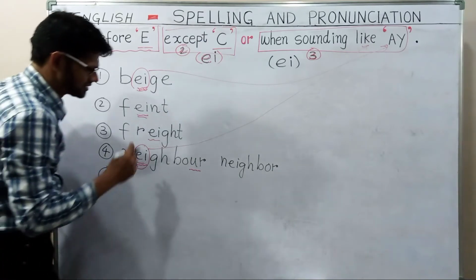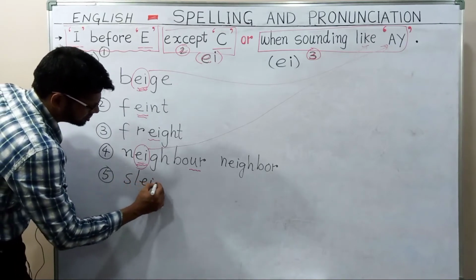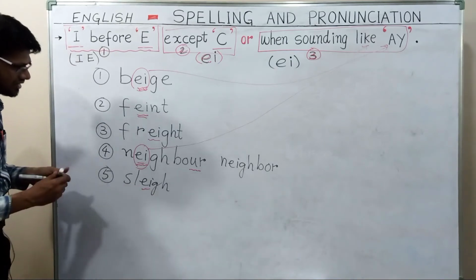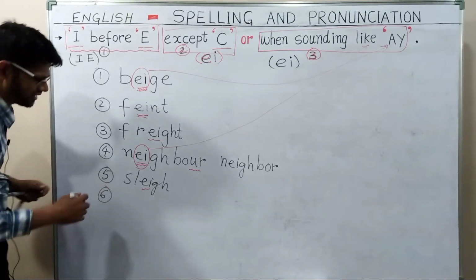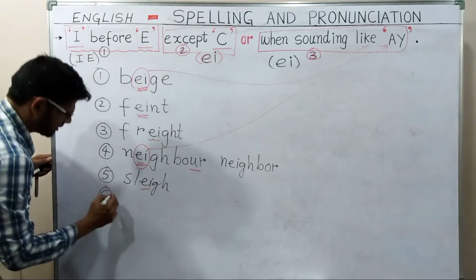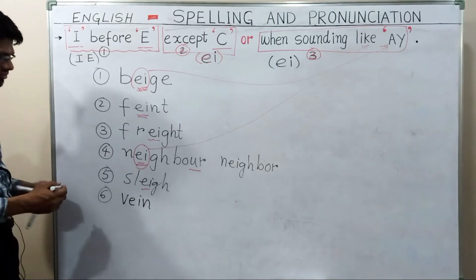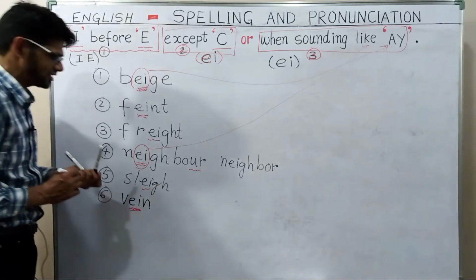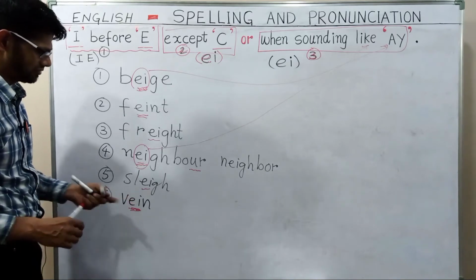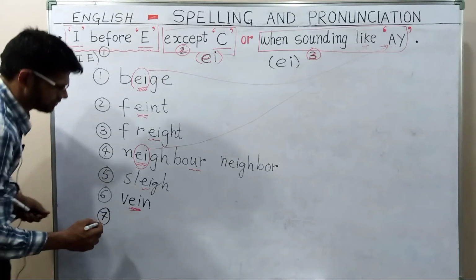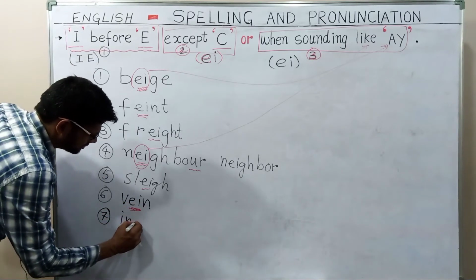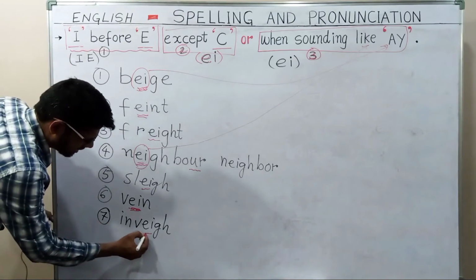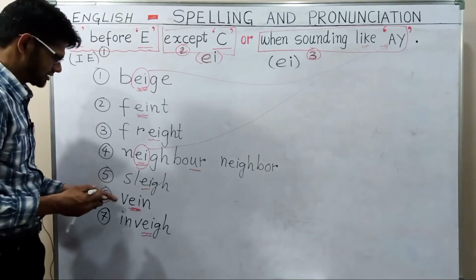If I write some more examples, sleigh, S-L-E-I-G-H. Here also you can notice the A sound. We can go for many examples. Vain, V-E-I-N. Here also E and I produce the A sound. Next, V-E-I-G-H, in the word vein also you can notice that E and I are there.